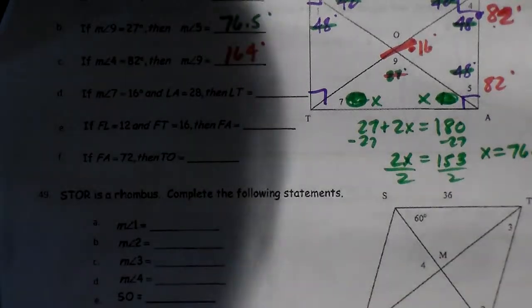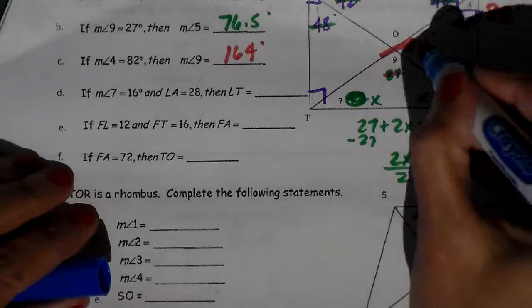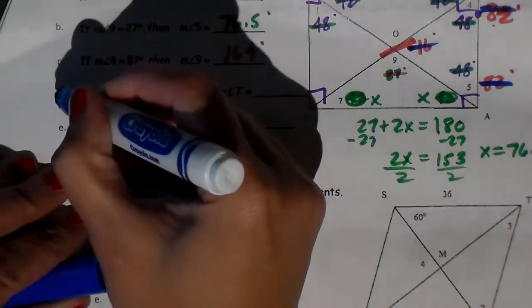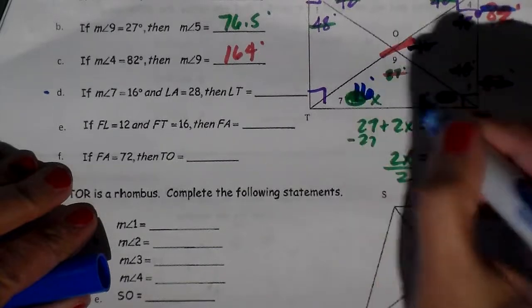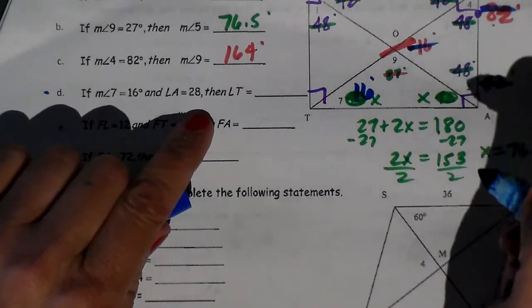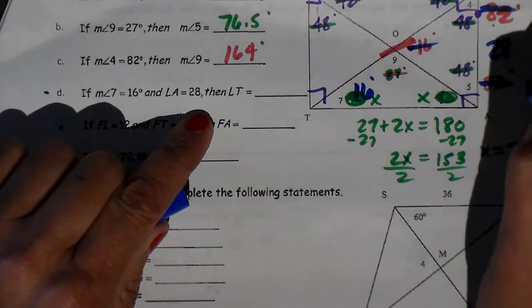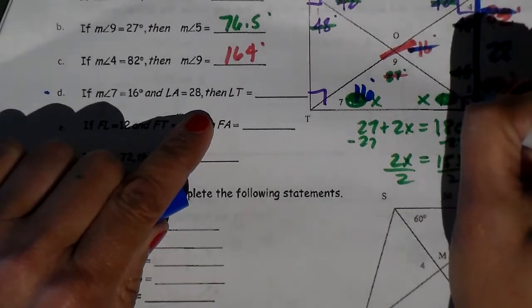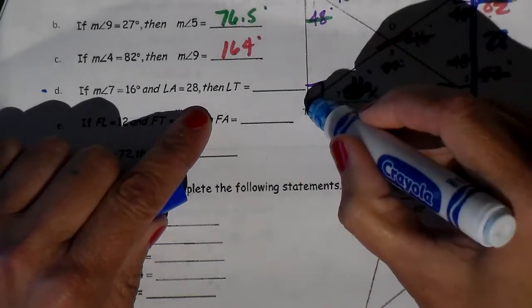Okay? All right, so let's cross them out again. We're not using these guys. Now we're down here to D. If 7 is 16 degrees, and the length of LA is 28, that's the length of this side, then what is LT?